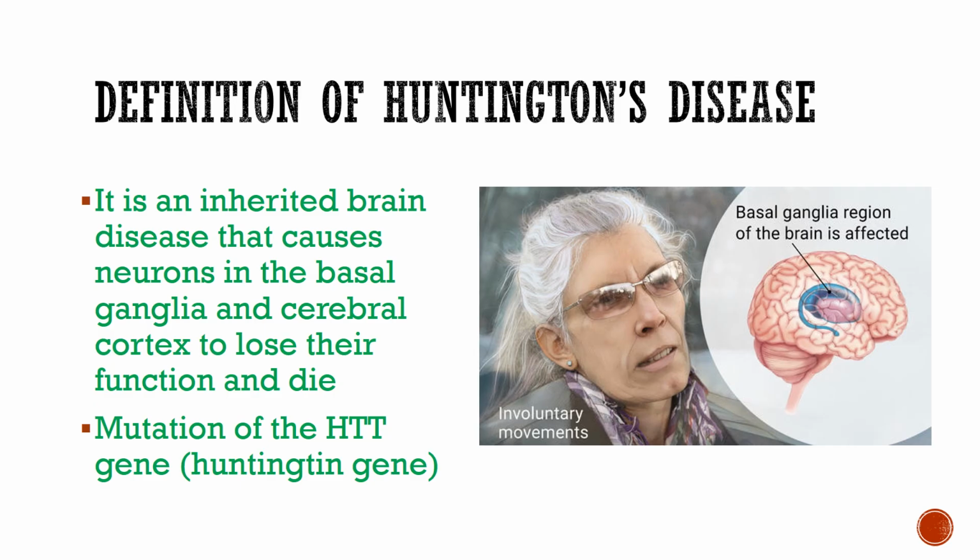First of all, it is important to understand what Huntington's disease is. So, it is an inherited brain disease that causes neurons in the brain, specifically the basal ganglia region, which controls voluntary movement, but also other cerebral cortex areas, to lose their function and die. Now, this is a slow deterioration process in the brain, but it happens progressively worse and worse. And it is all due to the mutation of the HTT gene, which is known as the Huntington gene.